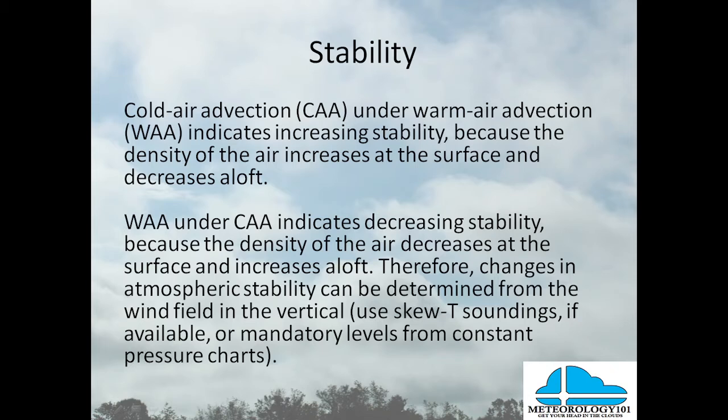If warm air is over cold, then the warm wants to go up. The cold air wants to stay down. So everybody's happy. So it's a stable environment. Warm air advection on the cold air indicates decreased stability because the density of the air decreases at the surface and increases aloft. Therefore, changes in atmospheric stability can be determined from the wind field.